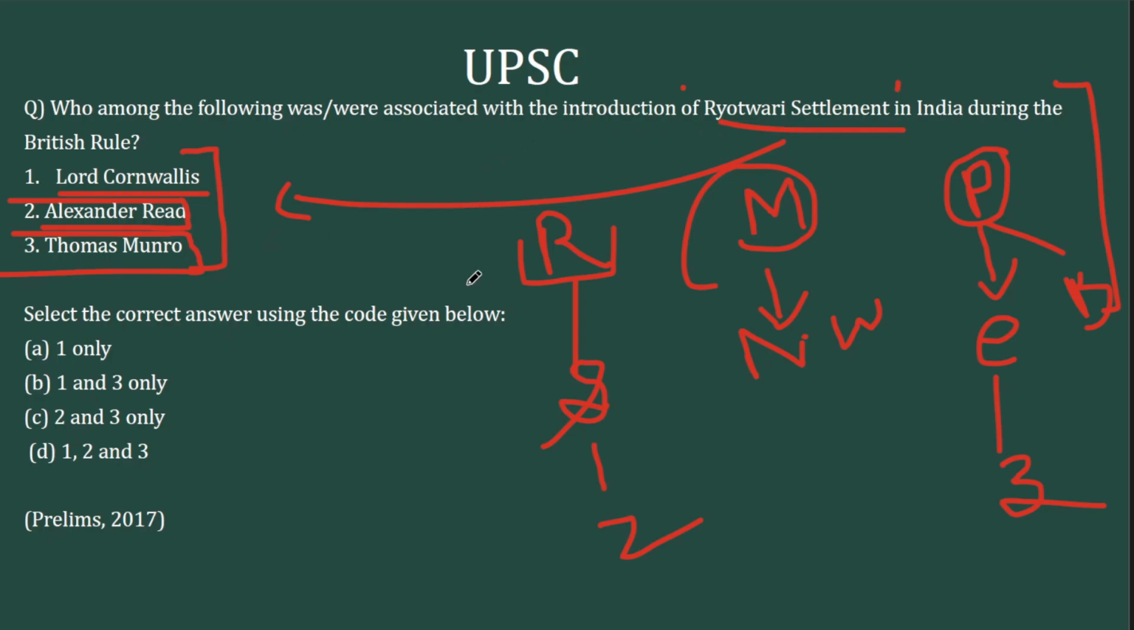So if you understand these three systems like this, the system, the people associated, the region associated, and the years of introduction, you can easily answer a question like this. Here it is Alexander Reed and Thomas Munro, which is C, 2 and 3.